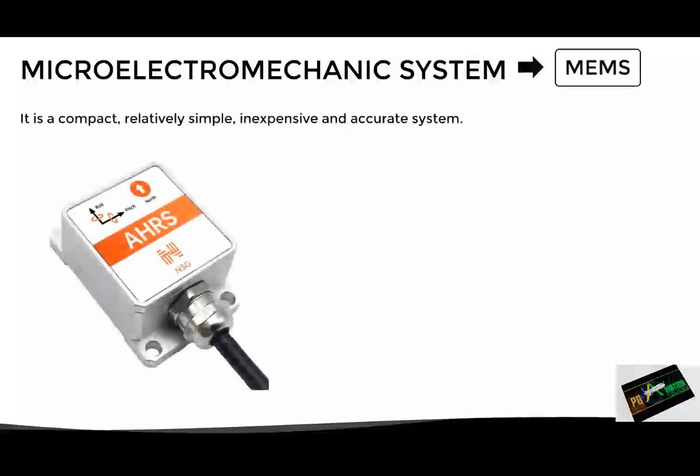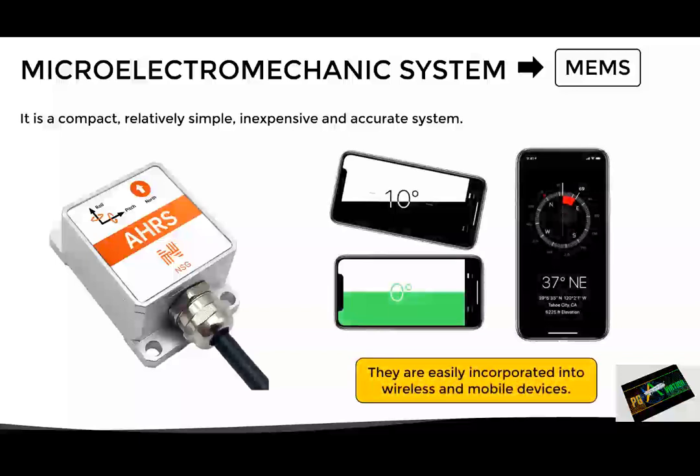A microelectromechanics system, abbreviated as MEMS, is a compact, relatively simple, inexpensive, and accurate system used to measure the attitude and heading. That is why they are easily incorporated into wireless and mobile devices, for example to provide the compass or inclinometer functions of some smartphones. With this in mind, let's now see how each of the sensors of a MEMS system works.